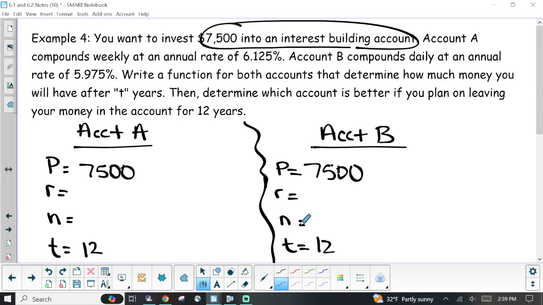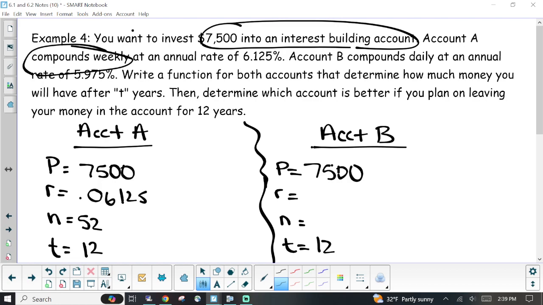So, account A compounds weekly. How many weeks are in a year? 52. N always follows the word compound. So you see account A compounds weekly. That's why we got that 52. And the annual interest rate is 6%. So remember, we just got to divide that bad boy by 100.